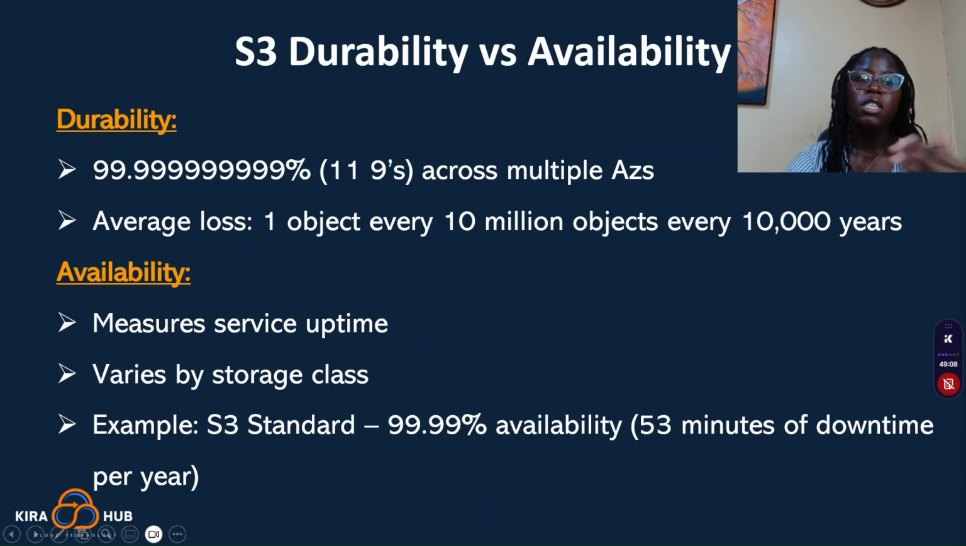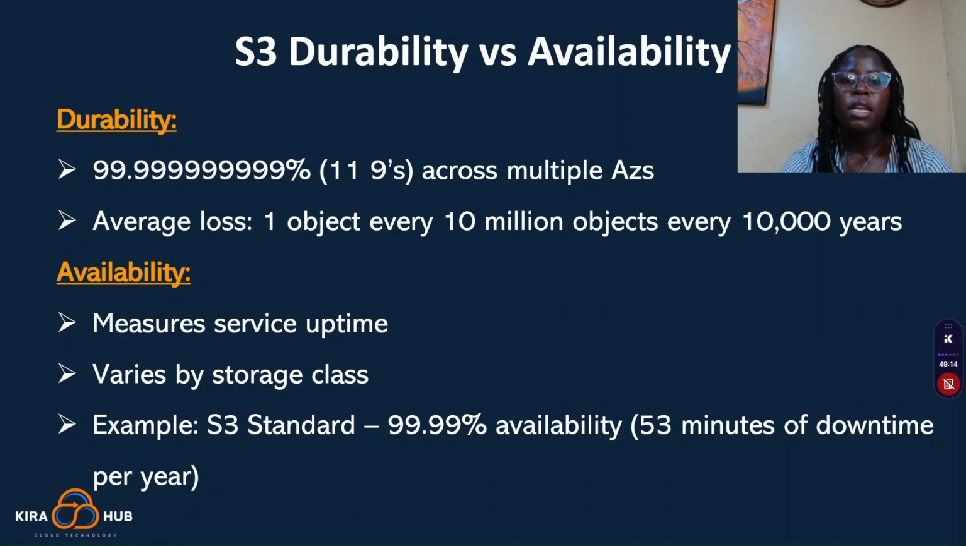Now, speaking of concepts on durability and availability of Amazon S3. S3 offers extremely high durability. We call it 11 nines of durability. And this means that objects are stored across multiple availability zones to prevent against data loss.